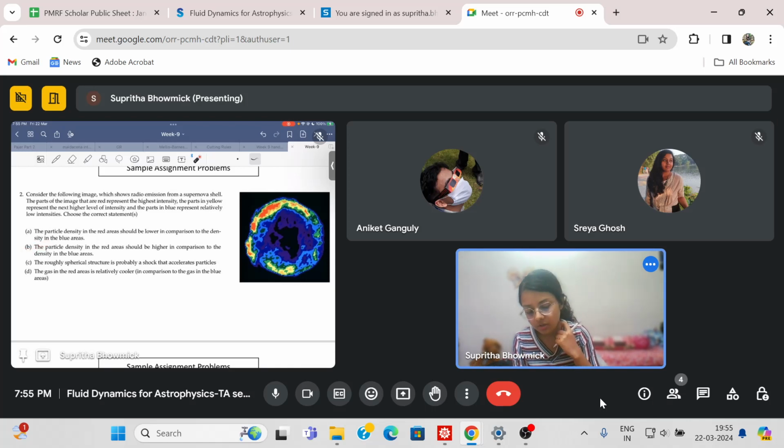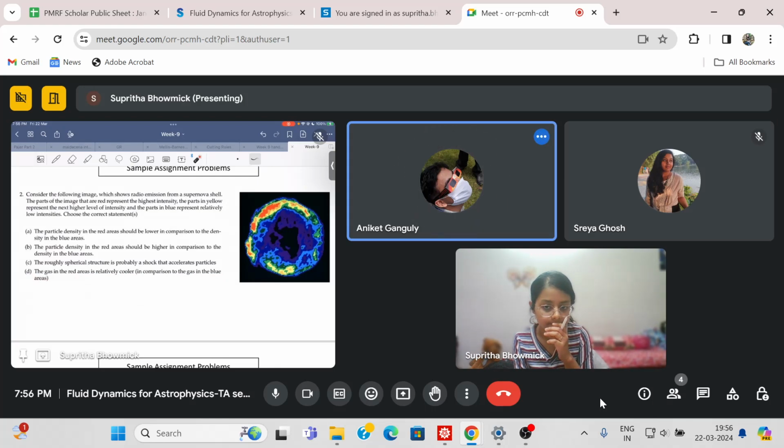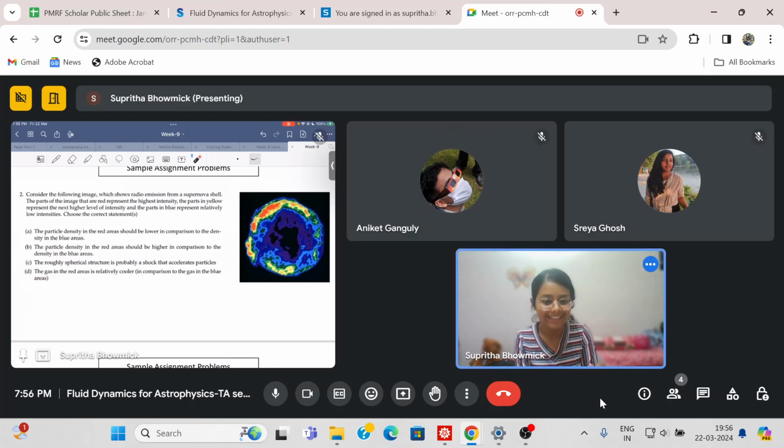The roughly spherical structure is probably a shock that accelerates particles. If this is correct, then the correct way to look at this picture is that the spherical structure is indeed a shock that accelerates particles. So C is correct. The gas in the red areas is relatively cooler in comparison to the gas in blue areas. No, because it's a radio image. Absolutely.